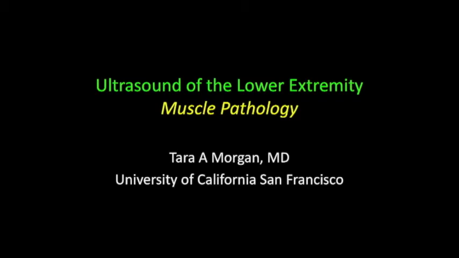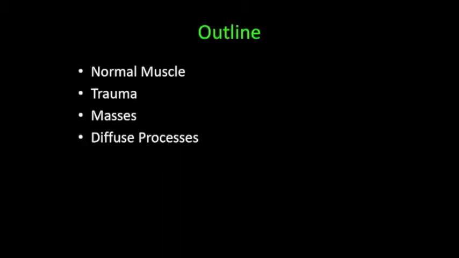In this talk, in order to make it a little more unique and use the time that I have, I'm going to focus on muscle pathology that would commonly affect the lower extremity. I'm going to briefly talk about the normal ultrasound appearance of muscle, and then I'm going to talk about processes that involve trauma, masses, and diffuse processes of the muscle.